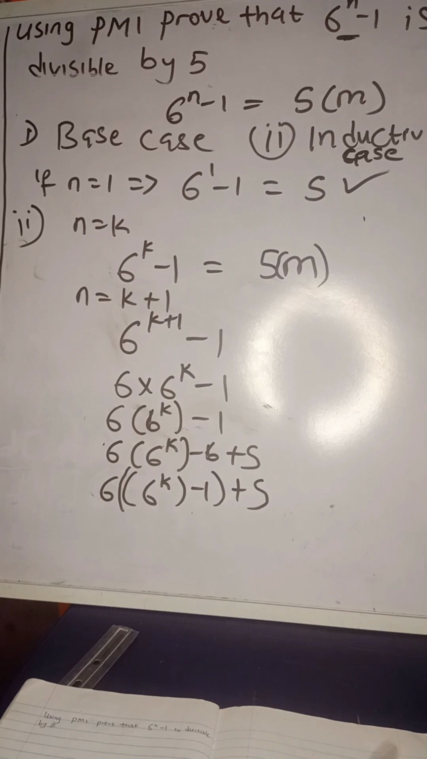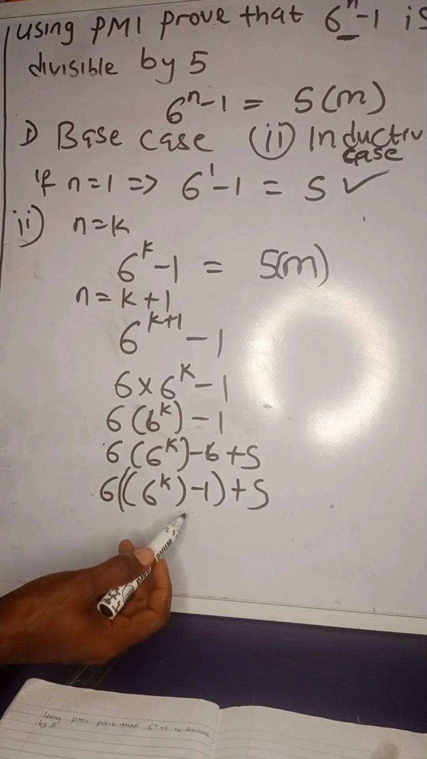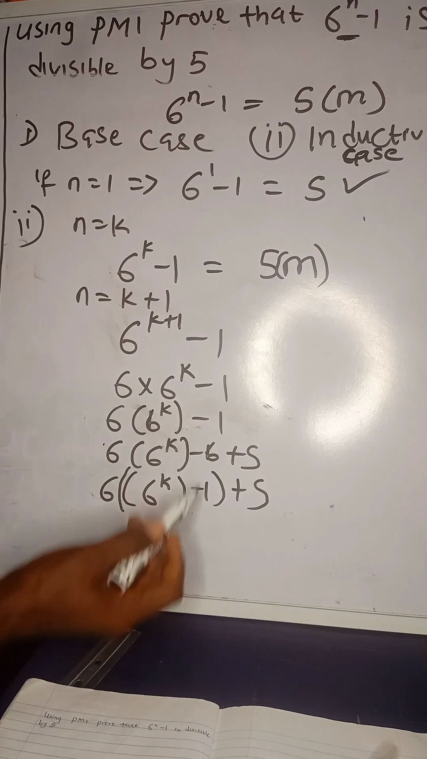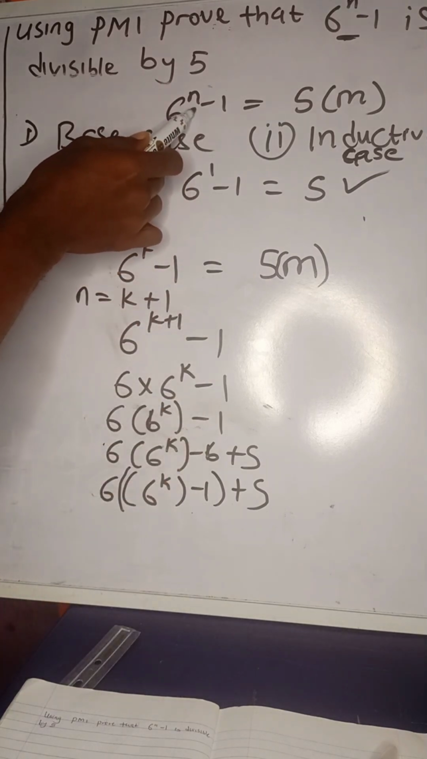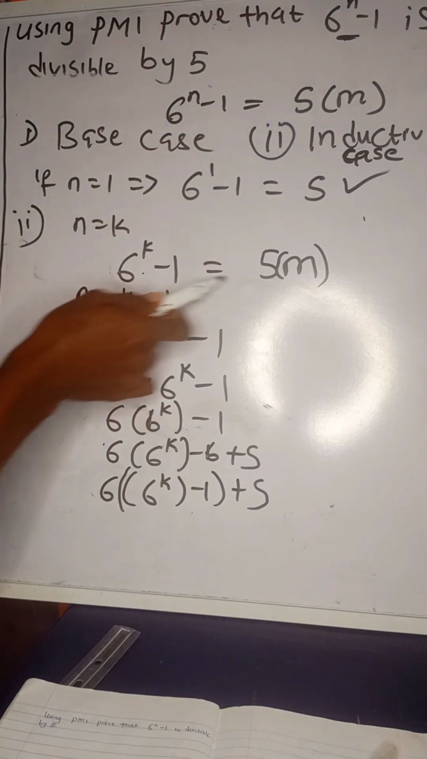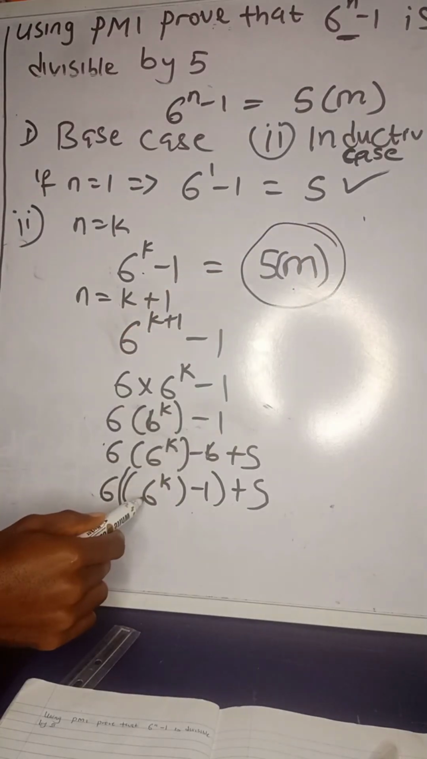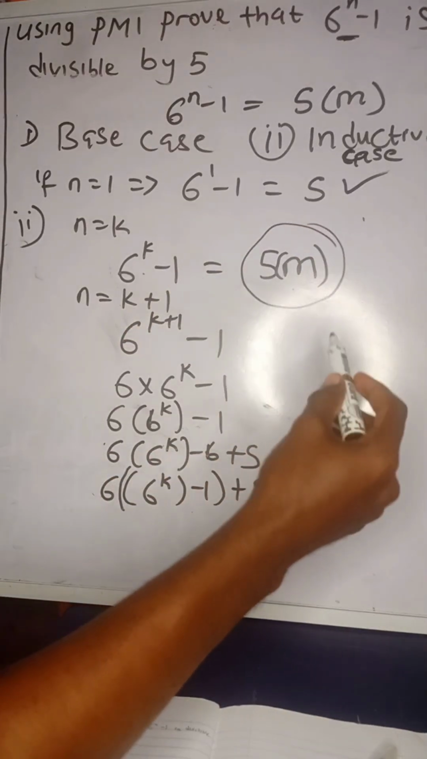And we know that this is actually what we're asked to prove. We were told that 6^n minus 1 is a multiple of 5. And here we have 6^k minus 1 is a multiple of 5. So this multiple of 5, we are going to put it here, right? Okay, let me come over here and do that.